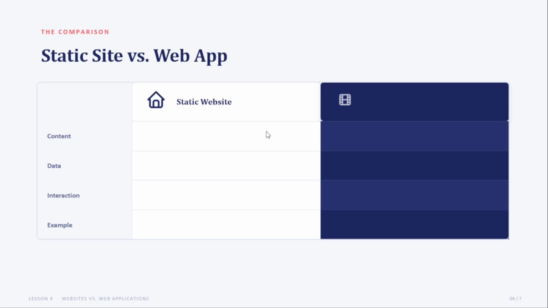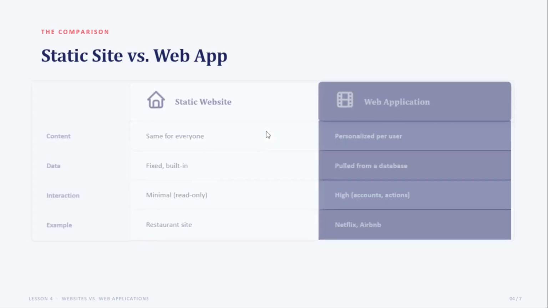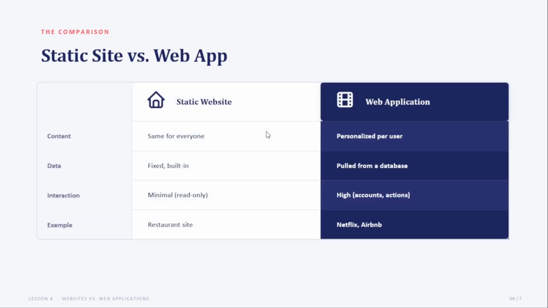Side by side, the difference is clear. A static site shows the same content to everyone with little to no interaction. A web app pulls from a database and responds to you personally. Logins, saved preferences, real-time updates.